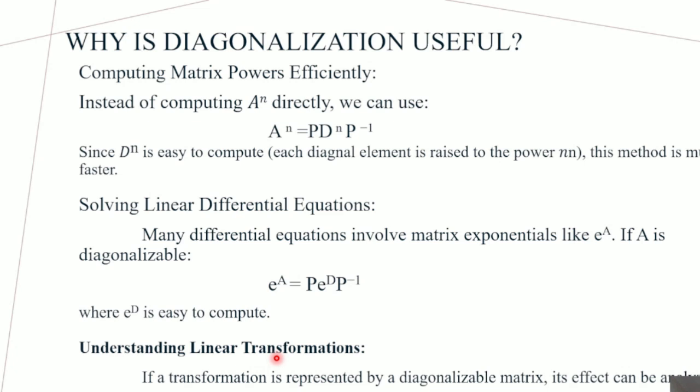Understanding linear transformations. If the transformation is represented by a diagonalizable matrix, its effect can be analyzed in terms of simple scaling along independent directions given by the eigenvectors.